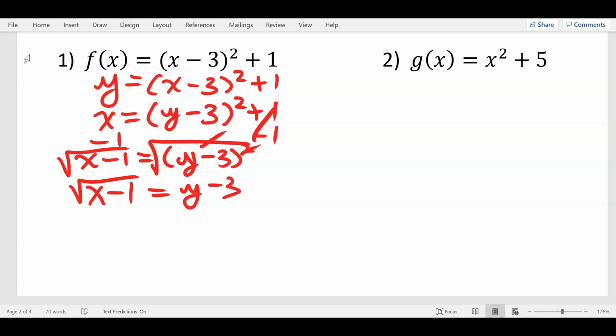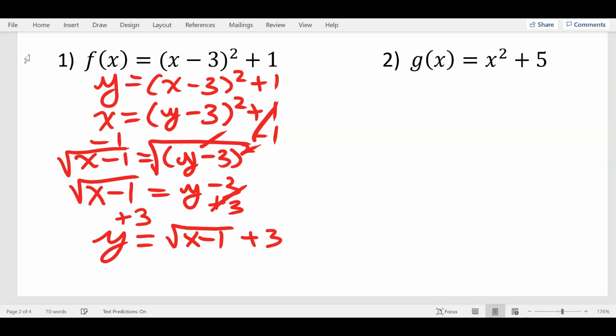Now, last step of this step, to get rid of that minus 3, what do I do? Plus 3. Now, don't get tricked by the tricky trick here. Square root of x minus 1 plus 3 is what? Okay. They don't combine. One's a square root, one's a regular number. Just put them next to each other. Okay. So I'm going to flip it around. Y equals square root of x minus 1. And then after the square root, I put the plus 3. So it's square root of x minus 1 plus 3.